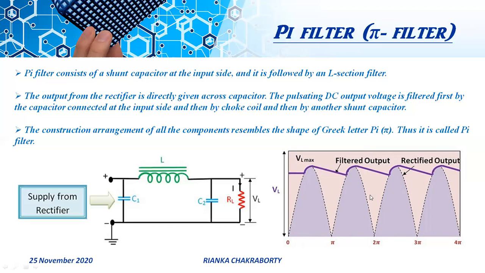This light violet portion is the rectified output and this deep violet line is the filtered output.